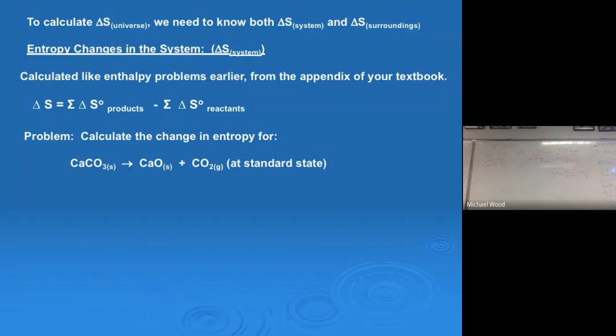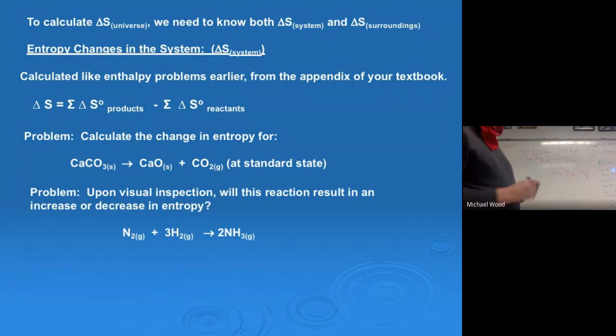Did anybody try that, calculate that out? You got that, David? 161, good. Okay, not too bad, right? Okay, so here's what I want you guys to try. So here's the reaction. Again, you have to be given the entropies. So here are the entropies, again, joules over Kelvin mole.